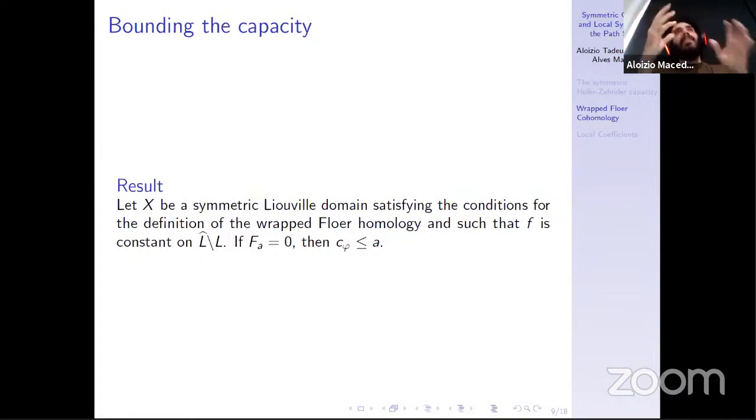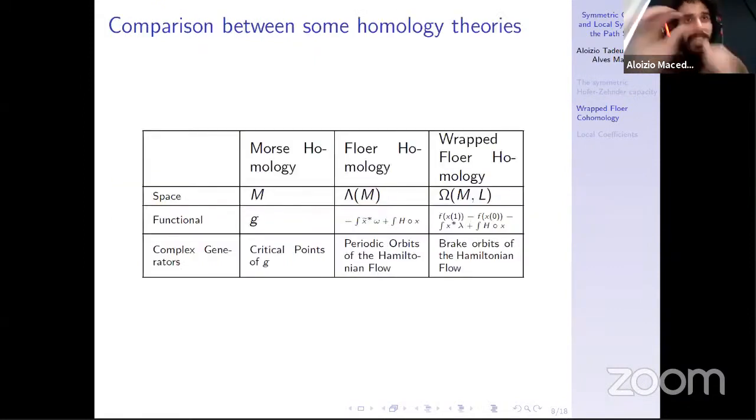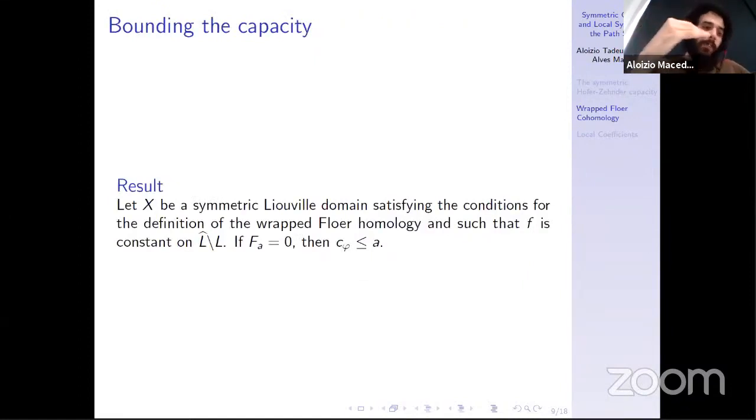Of course, just like Morse homology, which has conditions on f to be defined, there are conditions on the Liouville domain in order for us to have a wrapped Floer homology, okay? But I'll not enter into those details. But the point, what is important here, is that the f that appears here in the functional is constant on the completion of L minus L. If that's true, and if this cohomology class here is equal to 0, then the capacity is bounded by A.